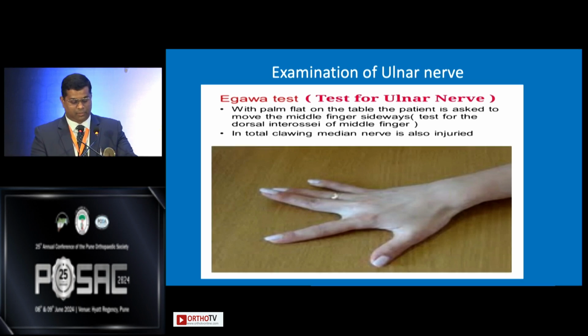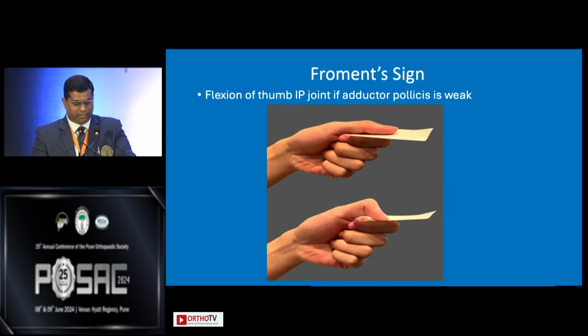We start with the examination of the ulnar nerve. This is the Egawa test for the ulnar nerve. With the palm flat on the table, the patient is asked to move the middle finger sideways. Test for the dorsal interossei of the middle finger. In total claw hand, the median nerve is also injured. Then Froment sign, everybody knows.